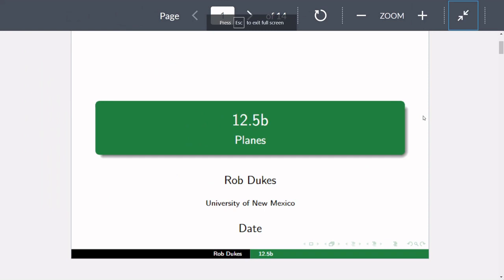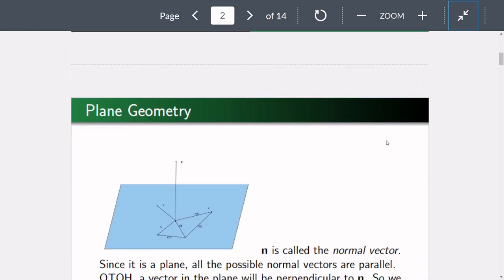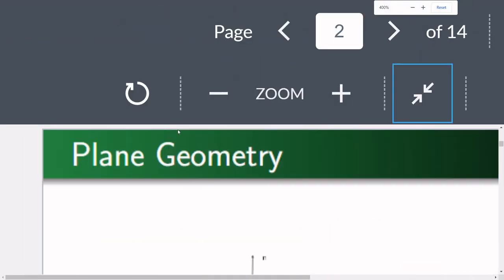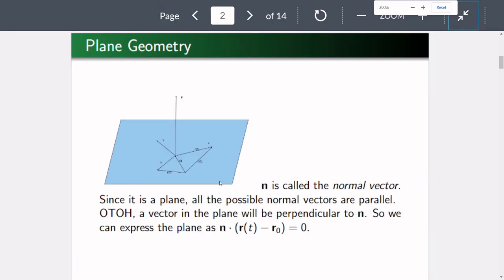So, this is our lecture on planes. I talked a little about it in class the other day, but let's go over the theory again real quick. The basic idea is that a plane is two-dimensional and there is a vector coming out of it perpendicular. That vector is called the normal. You can see it on your notes here, this n.